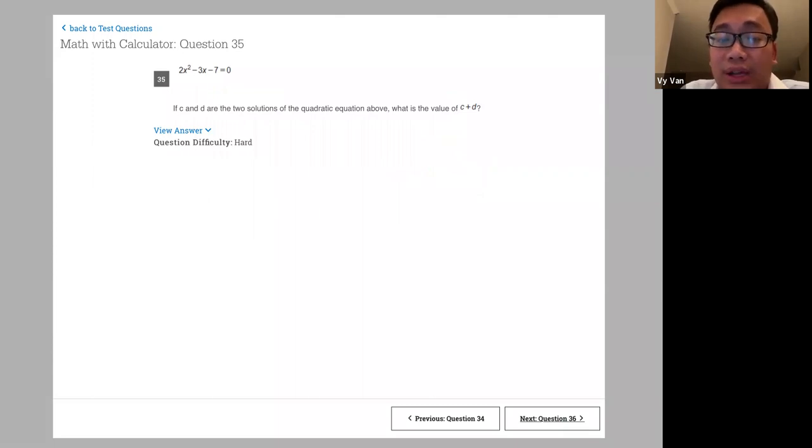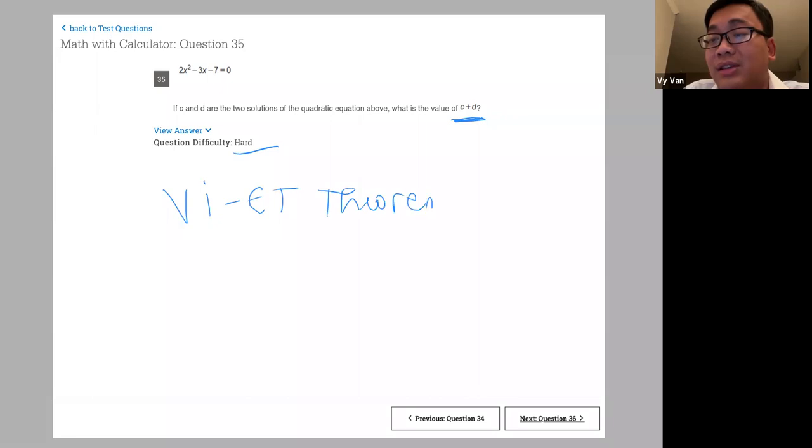Now, this is a quadratic equation. They don't ask for the solution. They're asking, if C and D are the solutions, they're asking for the sum. So this is actually easy. I just want you to remember this. This is called Vieta's theorem, okay? And memorize this theorem. It will help a lot on the test.